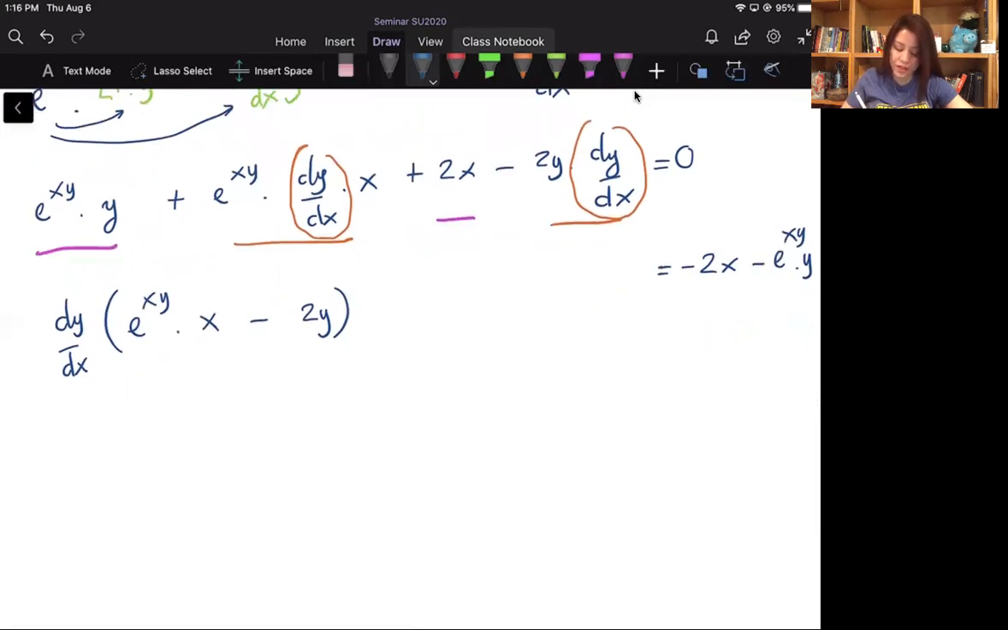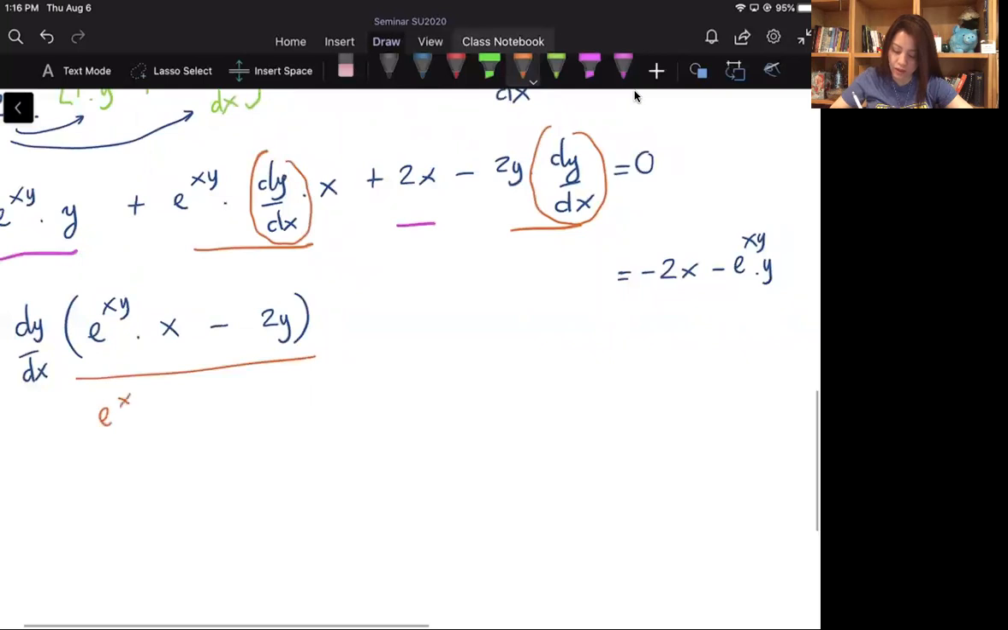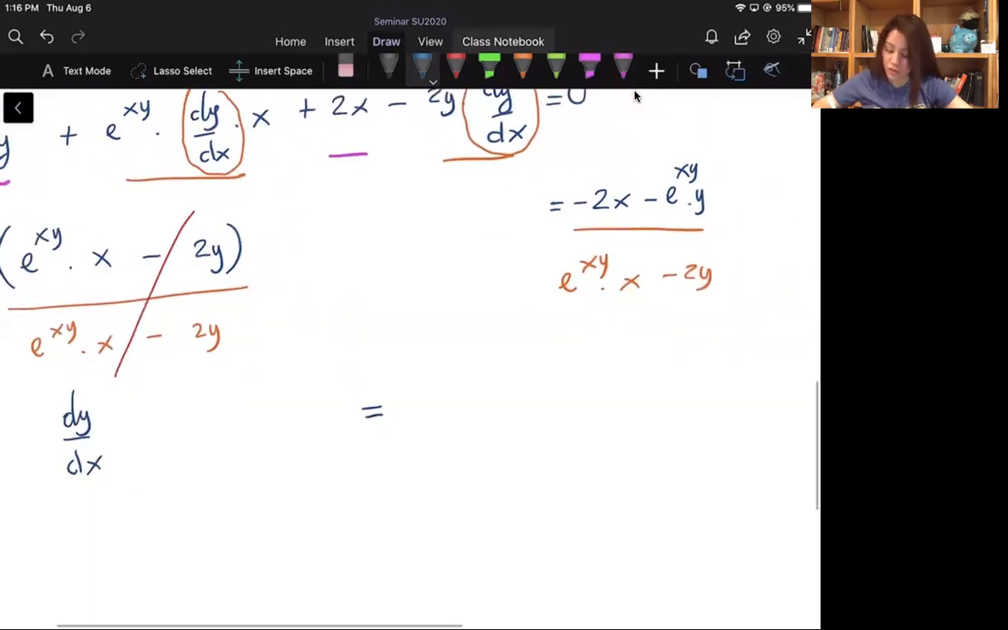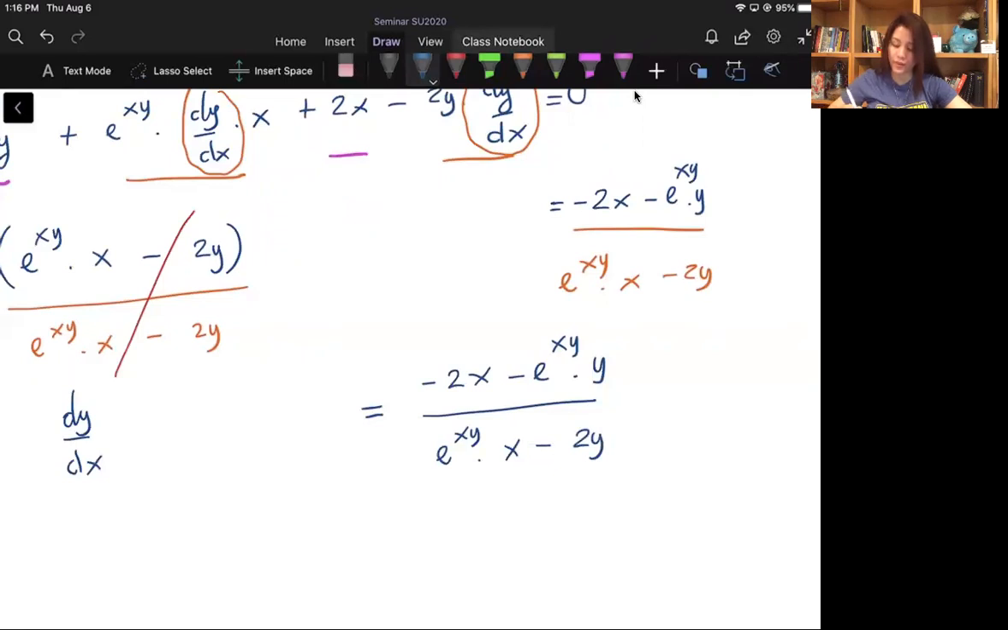And now, because I want to isolate dy/dx, I'm going to divide both sides by e to the xy times x minus 2y. So this cancels, which leaves me dy/dx like I want. And the right-hand side will be equal to negative 2x minus e to the xy times y, divided by e to the xy times x minus 2y. And that completes our answer.